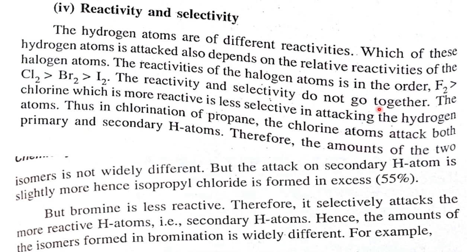In the last video we found that when propane is subjected to chlorination, we get two products. One we get in 45% yield, and the other, which is formed from the secondary radical, is in 55% yield. But when the same reaction of propane is carried out in the presence of bromine, the percentage yield of the two products suddenly changes.